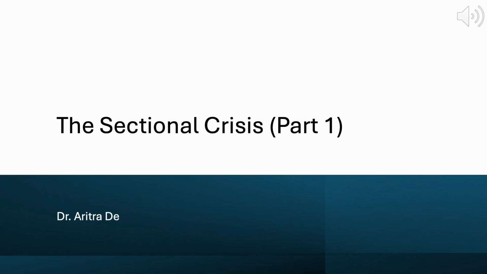Today's lecture will be on the sectional crisis. The sectional crisis refers to the period of intense regional tensions in the United States during the 19th century, primarily leading up to the Civil War. This crisis stemmed from deep-seated differences between the North and the South over issues such as slavery, economic interests, and political power. We will discuss these issues in two parts.